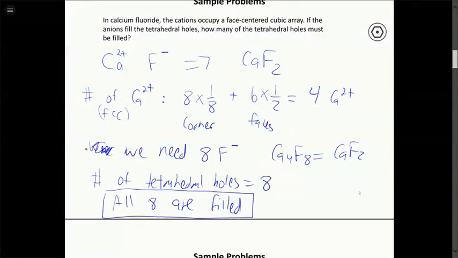All right, so when it's a 1-to-2 salt, where you have, in this case, 1 cation and 2 anions, the cations are on the face-centered cubic position. There are going to be 4 of them. The anions, if they occupy tetrahedral holes, we have to occupy all 8 of them to have the correct balance of cation to anion. All right, so that's one type of question we get asked.